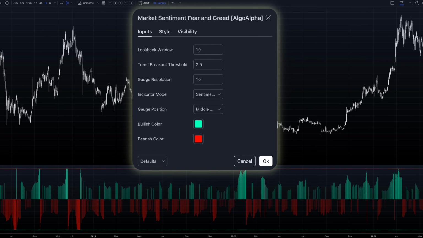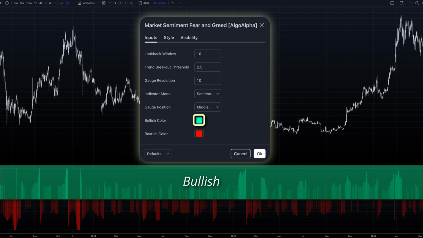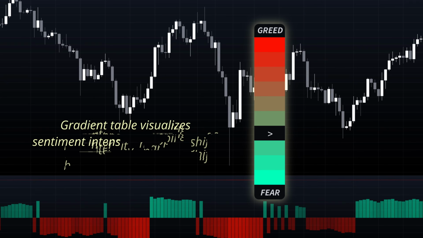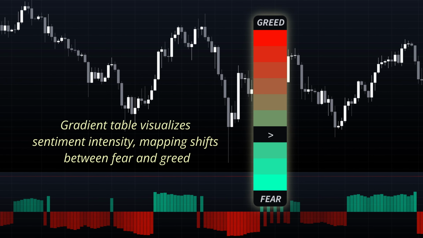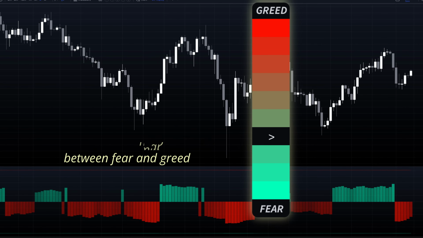The indicator also uses colors to show the market's sentiment. Green means the market is bullish, while red means the market is bearish. It can also show a gradient table that visually represents how strong the sentiment is, helping you quickly see the shift between fear and greed.